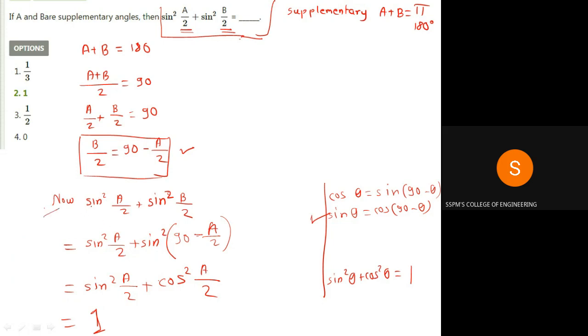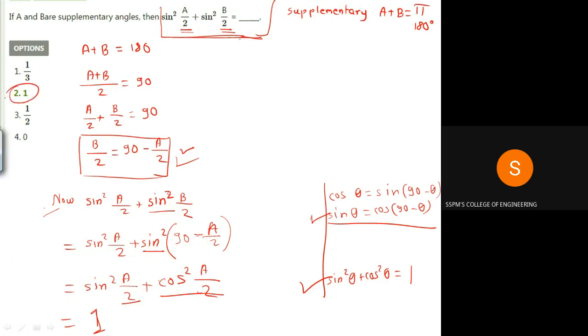What was asked? Sin square A by 2 plus sin square B by 2. This is asked in the example. For sin square A by 2, the first term, there will be no change. Sin square B by 2 is the same, just B by 2 is replaced by 90 minus A by 2 that we found here. Sin square of 90 minus theta uses the expression sin 90 minus theta is cos theta. So sin square theta plus cos square theta is equal to 1, with A by 2 the same in both. Therefore option number 2 is the correct option.